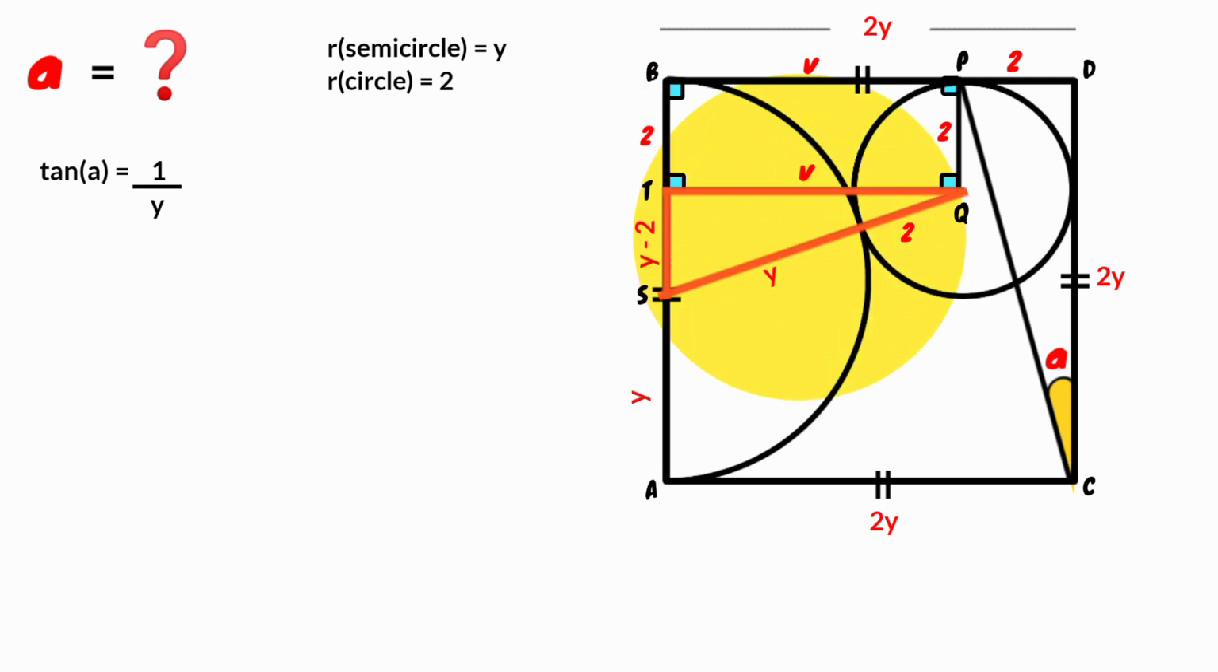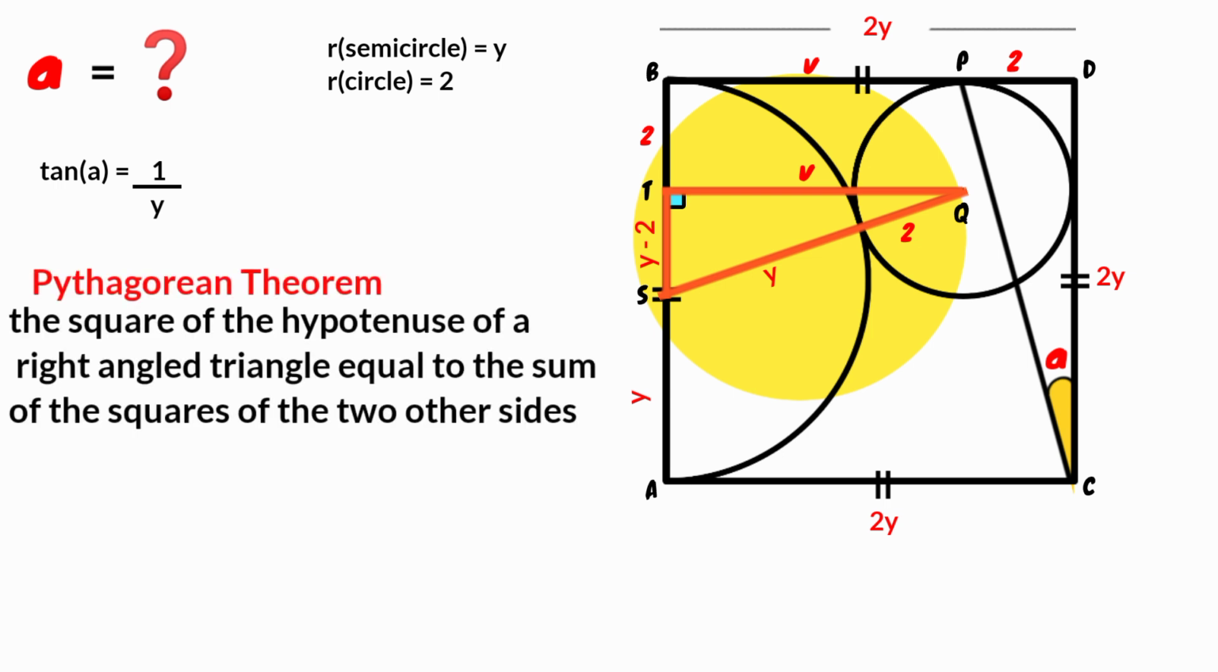Look at this triangle. It is a right angle triangle. We can use the Pythagorean theorem on it. The Pythagorean theorem states that the square of the length of the hypotenuse of a right angle triangle is equal to the sum of the squares of the lengths of the two other sides. The hypotenuse is the side facing the right angle, which is this here. So by Pythagoras, (y + 2)² = (y − 2)² + v².